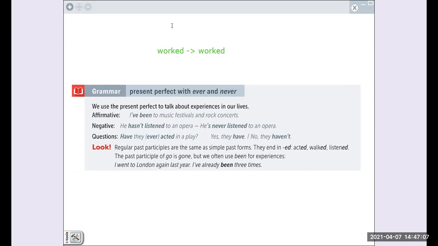Okay, generalmente utilizamos been, ¿por qué? Porque estamos hablando de una experiencia en la que la hicimos y ya no la estamos haciendo más. Solo la experimentamos en el pasado alguna vez. ¿Ok? Entonces, como decíamos anteriormente, gone es para cuando realizamos una acción y seguimos haciéndola hasta el presente. I went to London again last year. I've already been 3 times. ¿Ok? Entonces, como pueden ver, utilizamos been para hablar de experiencias.